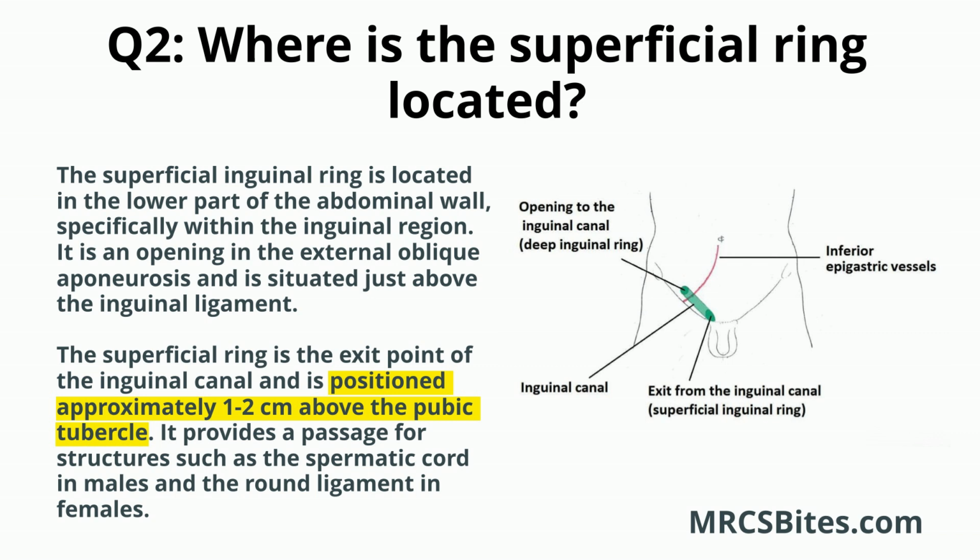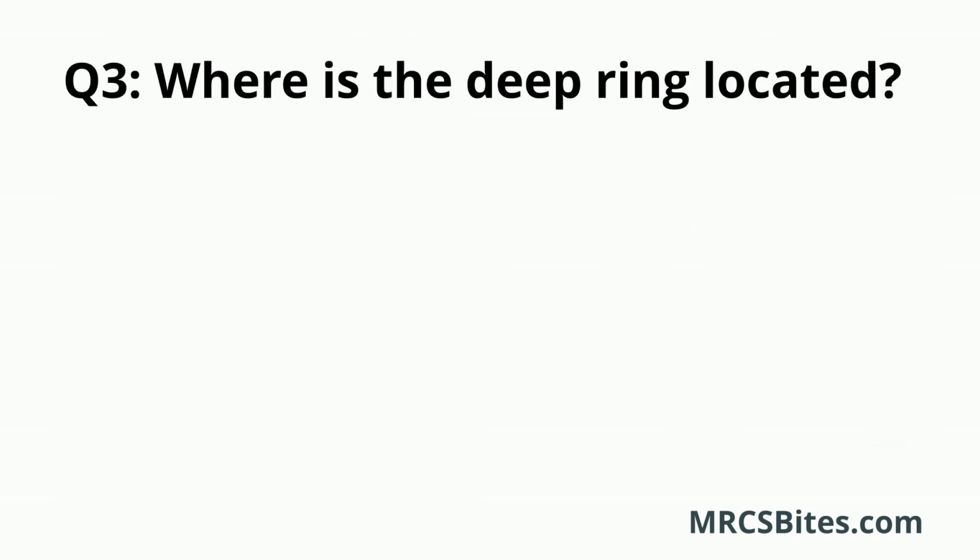The superficial ring is the exit point of the inguinal canal and is positioned approximately 1 to 2 centimeters above the pubic tubercle. It provides a passage for structures such as the spermatic cord in males and the round ligament in females.